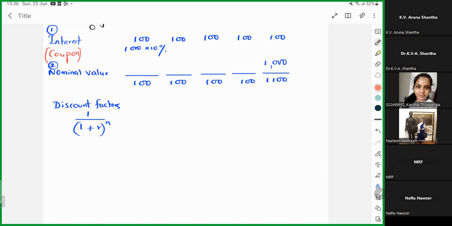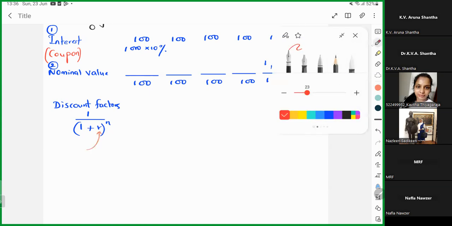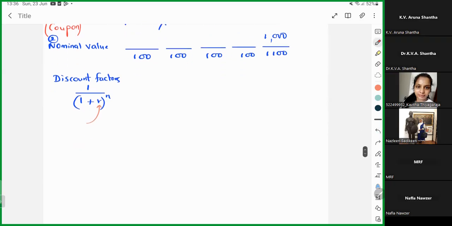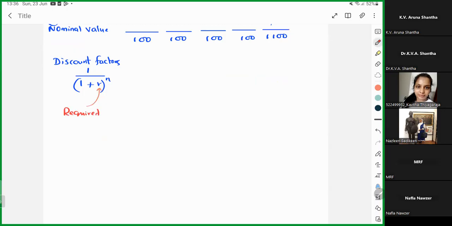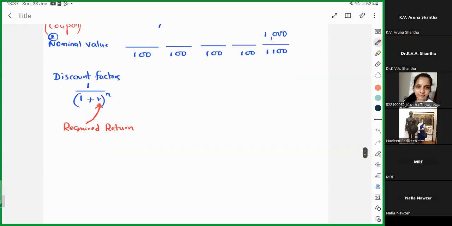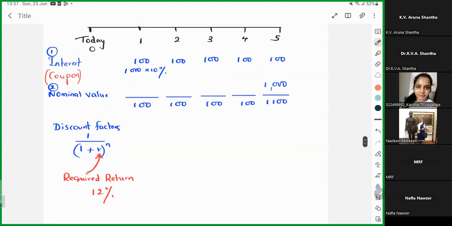Here R means, and this is a very important point, the investor's required rate of return. Investors expect a return. As an investor, you know how much minimum you need from this investment. Let's say you need at least a 12% rate from this investment. That is your required rate of return as an investor, and it should be used as the discount rate.